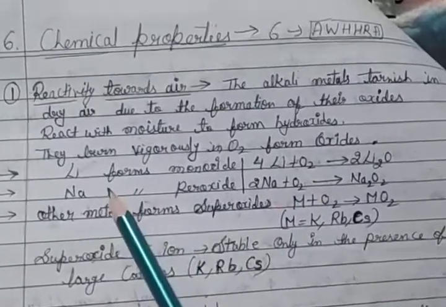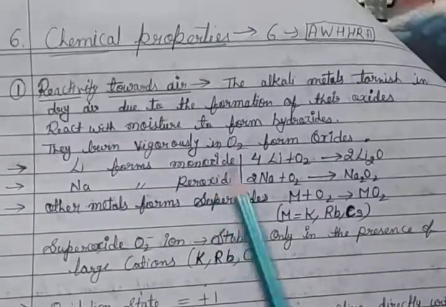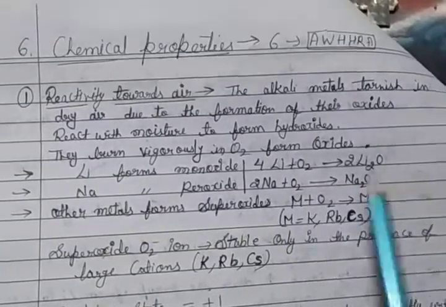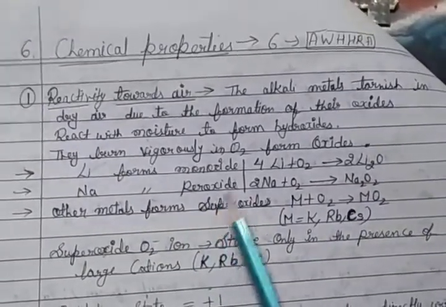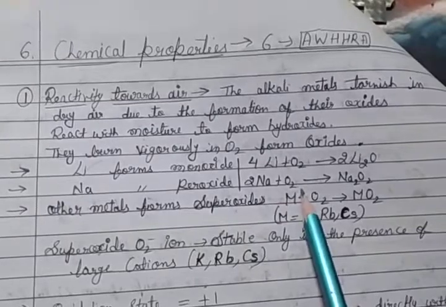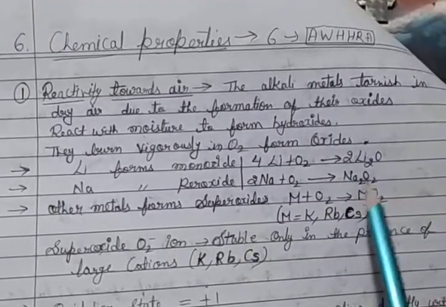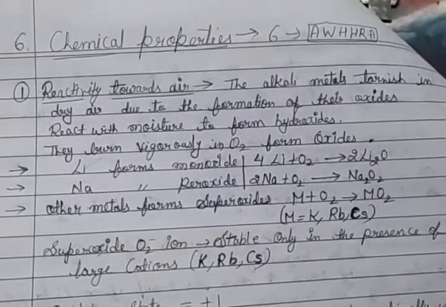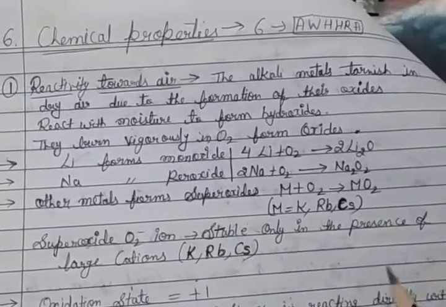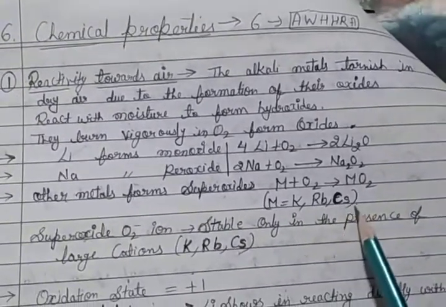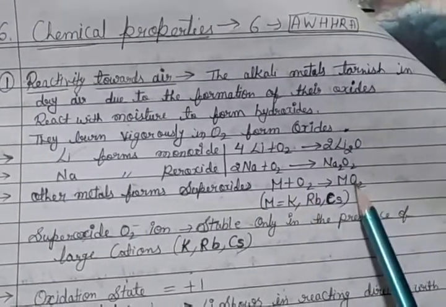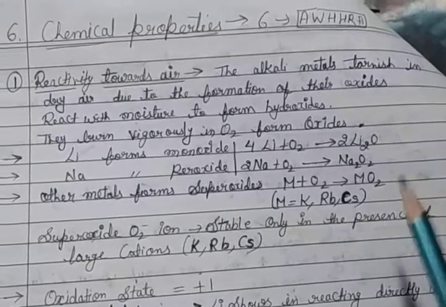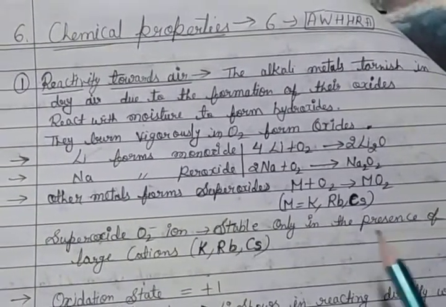Lithium forms the monoxide: 4Li plus O2 gives 2Li2O. But sodium forms the peroxide: 2Na react with O2 to give Na2O2, sodium peroxide. And the other metals form superoxides. Potassium, rubidium, cesium form MO2, like KO2, potassium superoxide.